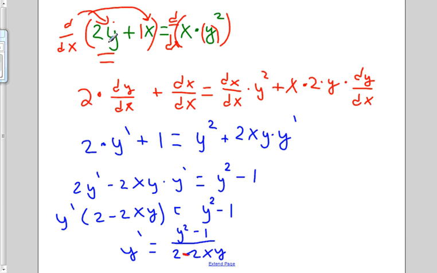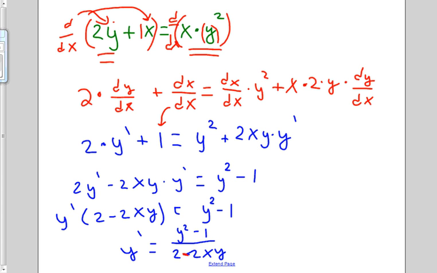So going back, here we had our implicit equation. On the left-hand side, we took the derivative of each term. The derivative of 2y was 2 dy dx. The derivative of 1x was just dx dx, which turned into 1. And then over here, we had to use the product rule because there were two things being multiplied together, x times y squared. So we took the derivative of the first, which was dx dx, times the second, y squared, plus the first function, x, times the derivative of the second. So we had y squared, so we got 2y times the derivative of the inside, which was dy dx.